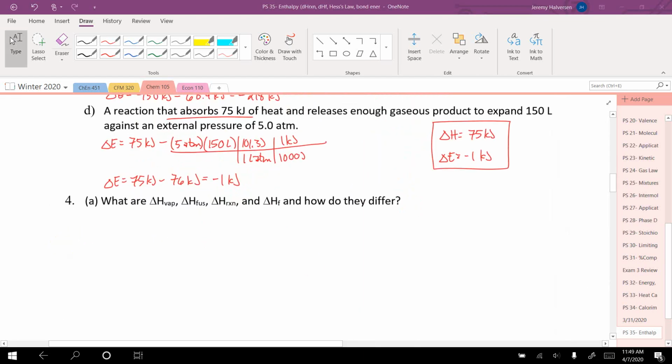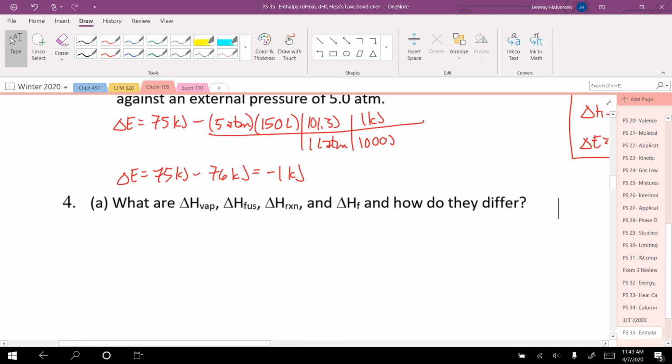All right, so we've talked about how delta H refers to the heat associated with the process. So delta H of fusion, for example, refers to the heat associated with melting something or fusing, right? So we use subscripts to specify what process we're talking about. So delta H of vaporization is the heat involved with vaporizing something. Delta H of fusion is the heat involved with melting. Delta H of reaction is a more general term for the heat involved with any reaction.